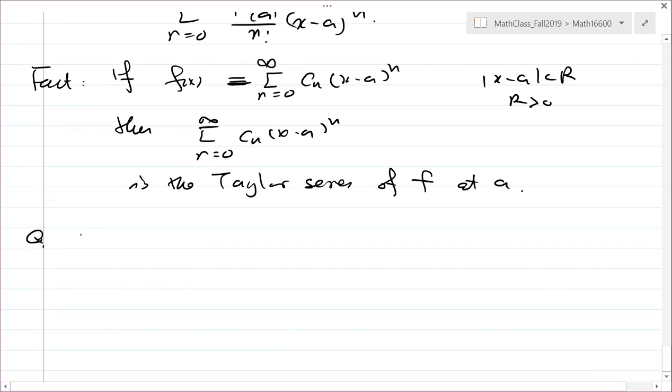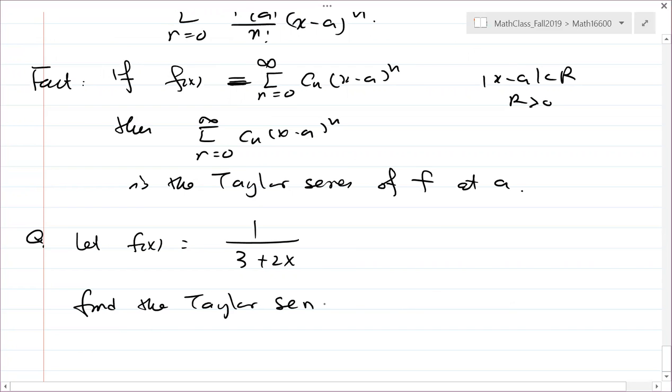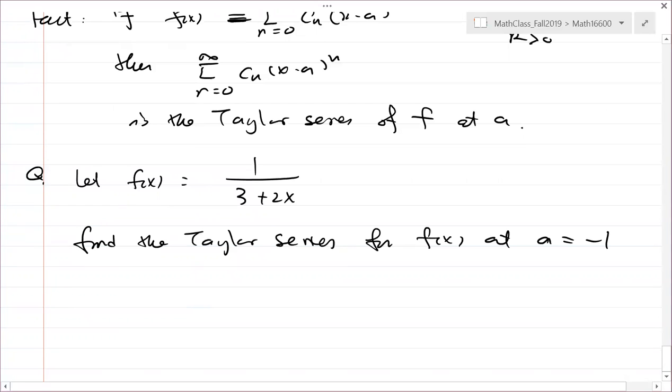So let's say let f of x be 3 plus 2x. For example, find the Taylor series for the function f of x at a equals 2, a equals 3, a equals -1. Really doesn't matter. Say a equals -1, for example, since the function is defined at -1.